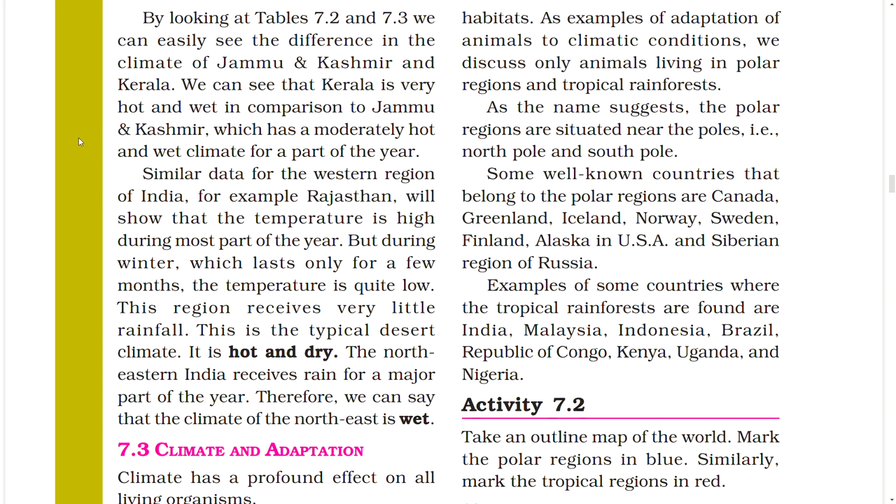Similar data for the western region of India, for example Rajasthan, will show that the temperature is high during most part of the year, but during winter, which lasts only for a few months, the temperature is quite low. This region receives very little rainfall. This is the typical desert climate. It is hot and dry. The northeastern India receives rain for a major part of the year. Therefore, we can say that the climate of the northeast is wet.